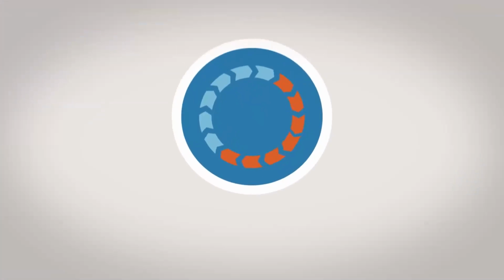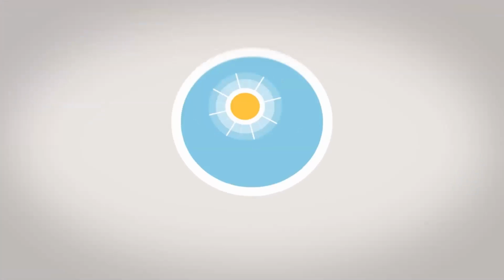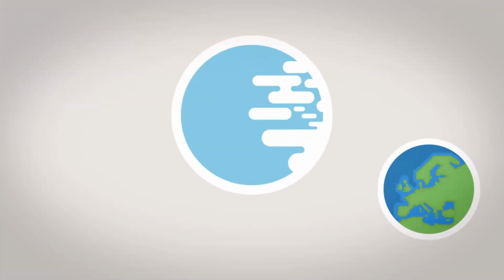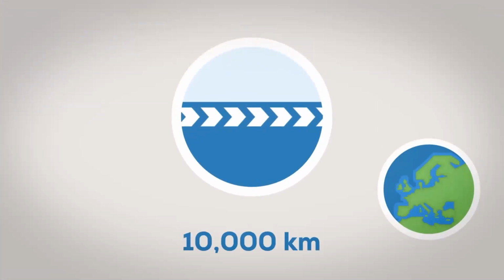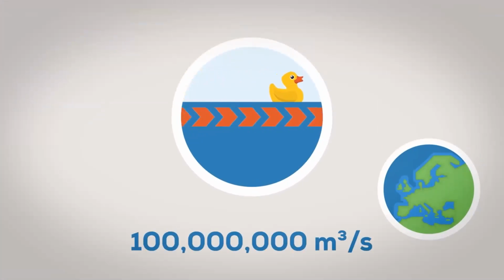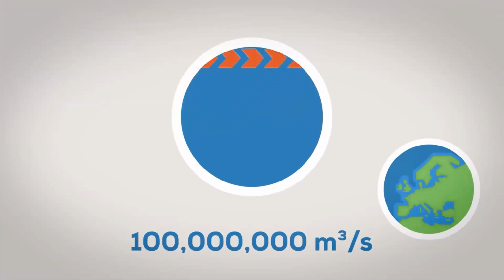That is where the Gulf Stream begins. The Gulf Stream is very important for the European climate. Its length of 10,000 kilometers makes it one of the largest and fastest ocean currents on Earth, and it's very warm. At roughly 2 meters a second, it brings up to 100 million cubic meters of water per second towards Europe.